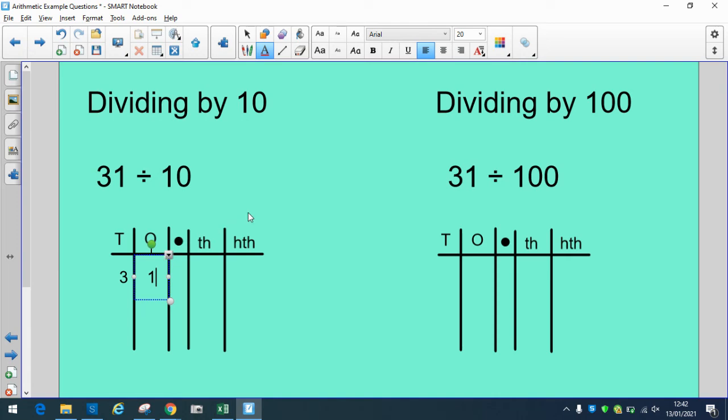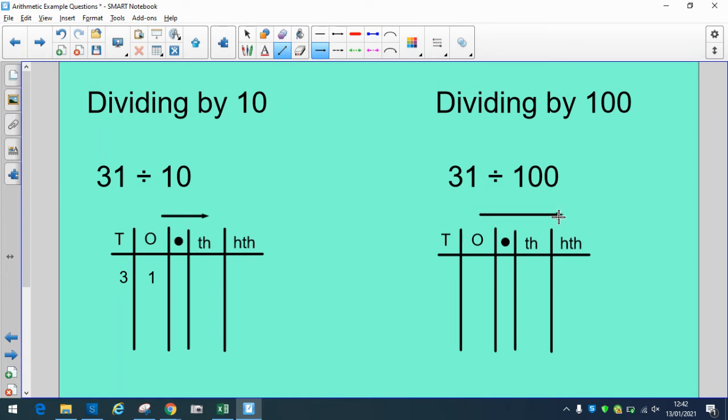Fairly straightforward. Now, when we are dividing by 10, what we are doing is moving one place value column to the right. So we're moving in this direction here. In fact, I'm going to even draw an arrow just to show you: one place value place to the right, going this way.